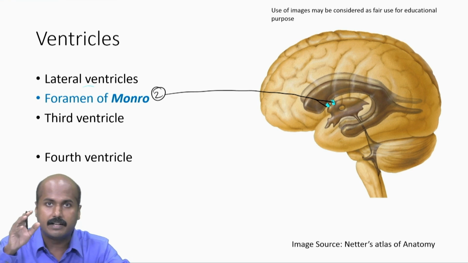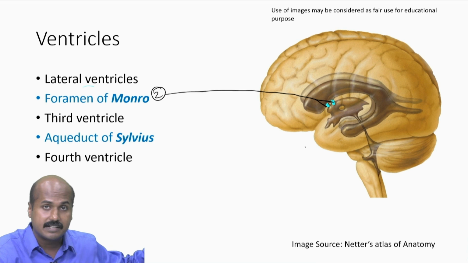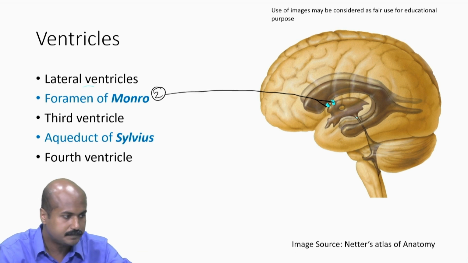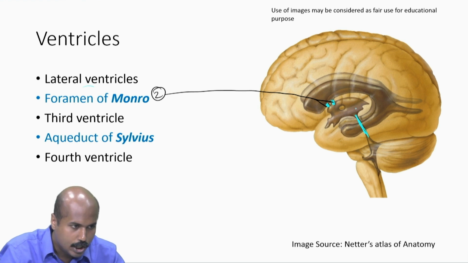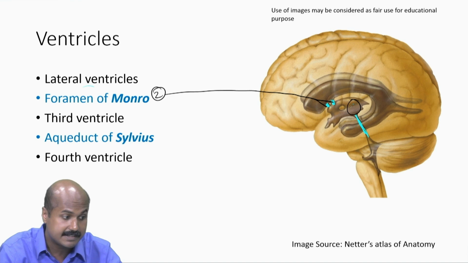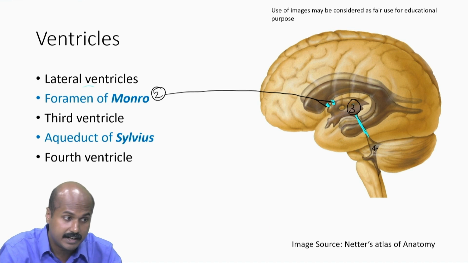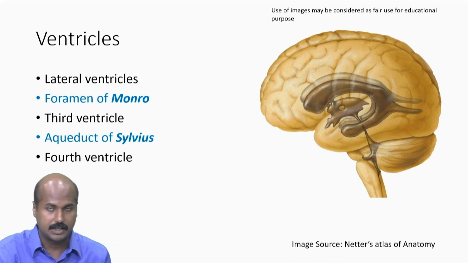Now the third ventricle, as you know, is seen in the diencephalon. The third ventricle communicates with the fourth ventricle through the aqueductus sylvius. Now let us have a look where the aqueductus sylvius is. This long tube that you are seeing here is called the aqueductus sylvius and it communicates the third ventricle, which was this structure, with the fourth ventricle. This is the third ventricle, this is the fourth ventricle. So that is how the ventricular system communicates.